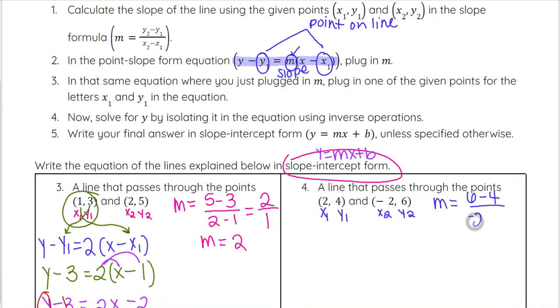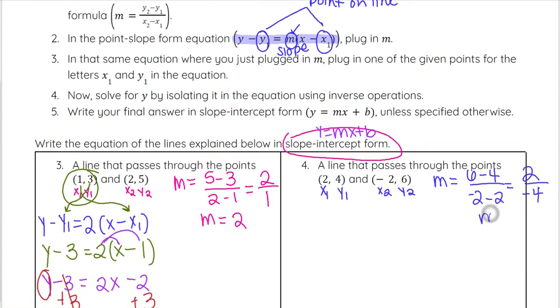6 minus 4 over negative 2 minus 2. 6 minus 4 gives us 2. And then on the bottom, we have negative 4. And we simplify that to negative 1/2. So that is our slope.